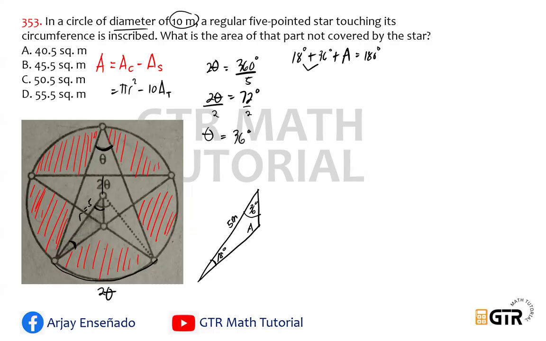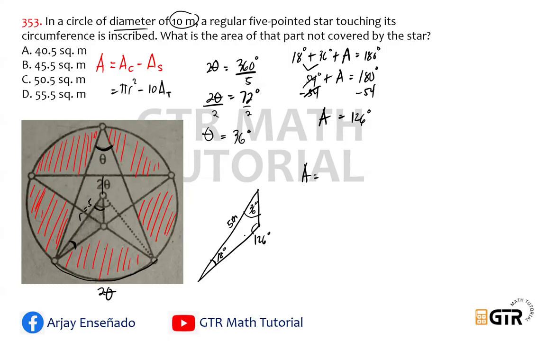So add this 18 plus 36. 18 plus 36 will be equal to 54. So 54 degrees plus angle A equals 180 degrees. So subtract 54 from both sides. Therefore, the value of angle A is equal to 180 minus 54, which is 126 degrees. So this angle here is equal to 126 degrees.